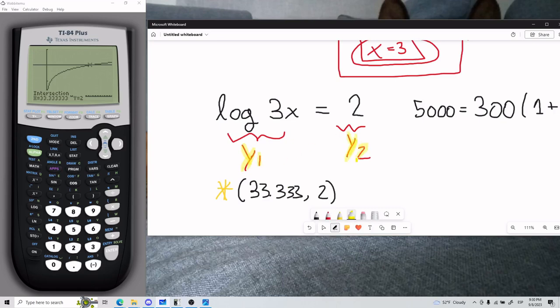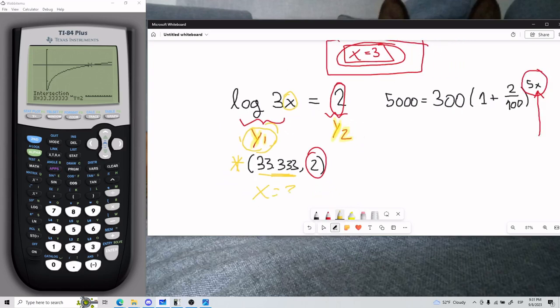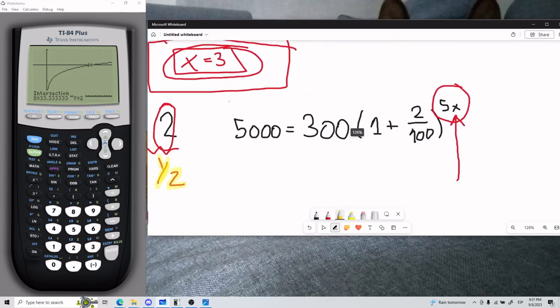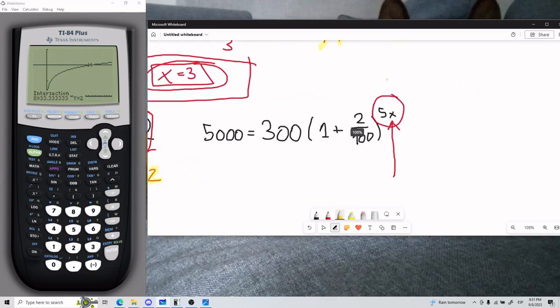Now, I did mention earlier, in the calc intersect trick, either y1 or y2 is one of the values you're going to get at your set of points. So this 2 is this 2 that's here. And this 33.333 has to come from my y1, and it has to be x. So x in this case will equal 33.333. All right, awesome.